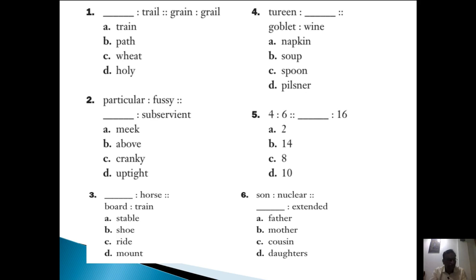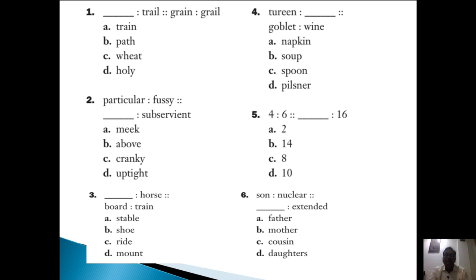Let's move to the third one. Dash equal to horse and then board equal to train. In this particular question, to mount means to get on a horse, and to board means to get on a train. In general communication we say, I board the train. In the same way, when we ride a horse we use mount, so mount equal to horse and board equal to train.